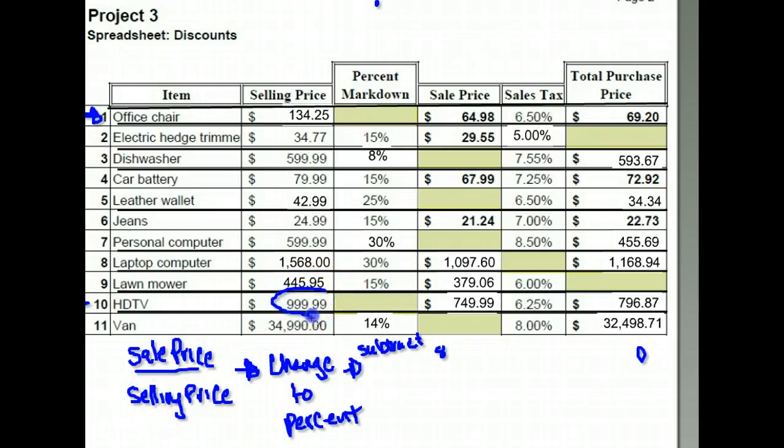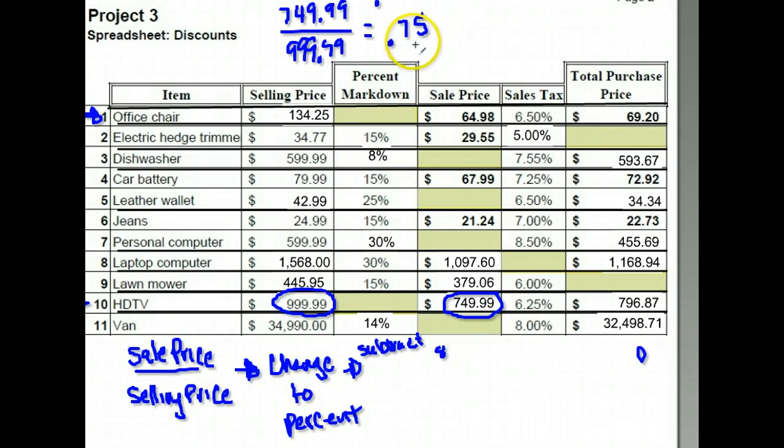So we have an HGTV down here. The selling price was $999.99. The sale price was $749.99. So to find the percent we pay, we're going to take the $749.99 divided by the regular price of $999.99. Okay, with that, I get about 0.75. It's 0.749999.